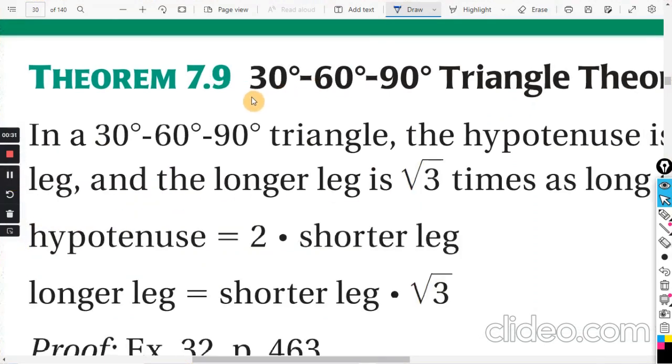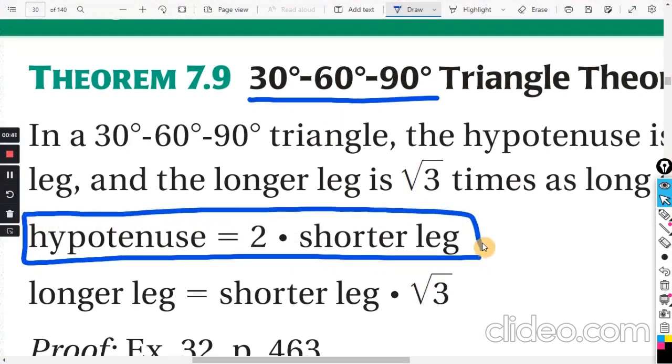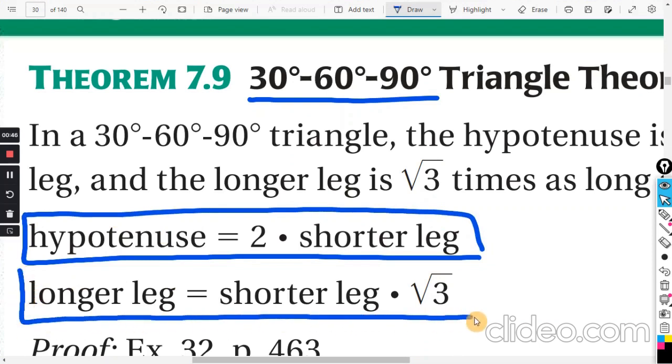And in the case of the 30, 60, 90 degree triangle, the hypotenuse is going to equal 2 times the shorter leg, and the longer leg is going to equal the shorter leg times radical 3. Okay, so you need those formulas for this exercise.